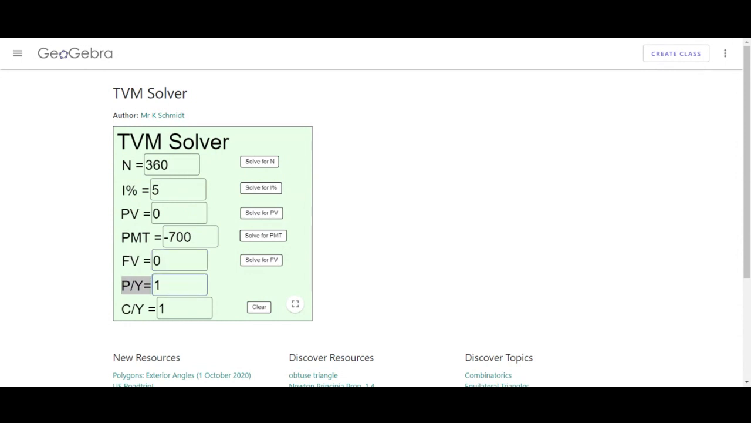P over Y, C over Y, we said were 12. Well, not 100. I did it again. Good. And we want to know what PV is, so we solve for that. And we get same thing as before, $130,397.13. That's actually, I think, what we got just before, okay? So we're good. Right, so that's the biggest loan we could get.